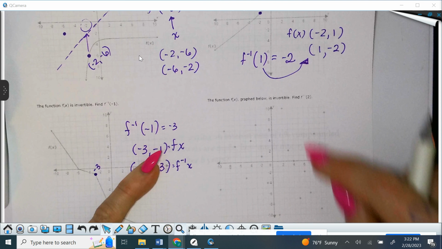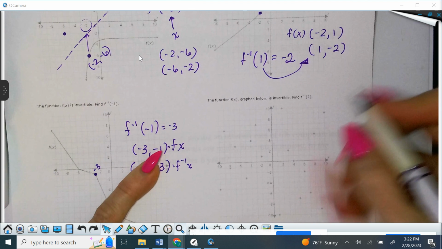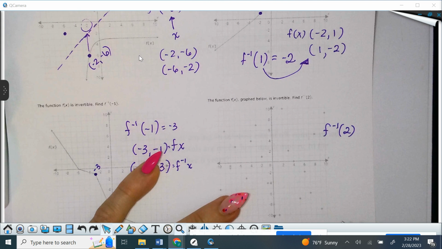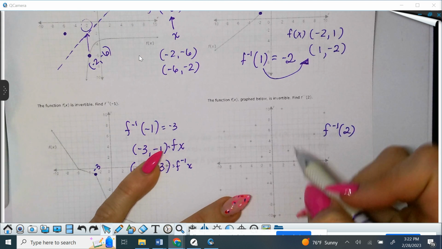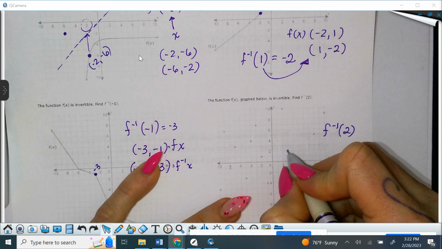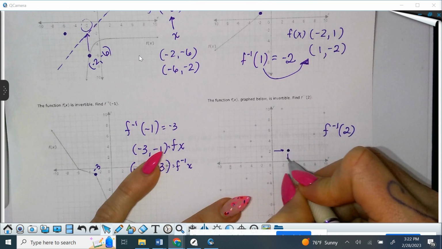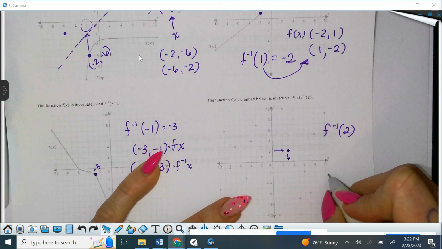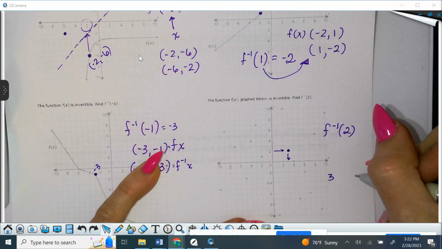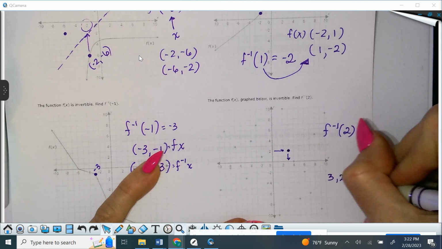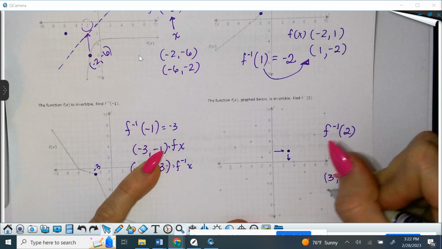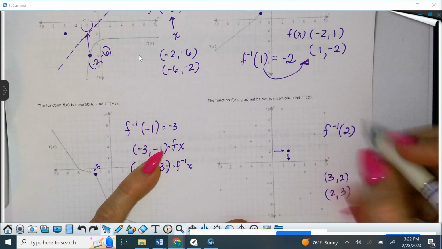So f of negative 1 is 2 is what we're trying to solve for in this case. So instead of going to 2 on your x-axis, you're going to go to 2 on your y-axis and look for your coordinate, which should be right here, which is going to be 3. So the actual ones that are graphed, all these points, is going to be 3, 2. So the inverse is going to be 2, 3. So you're going to give me out a 3 as that answer.